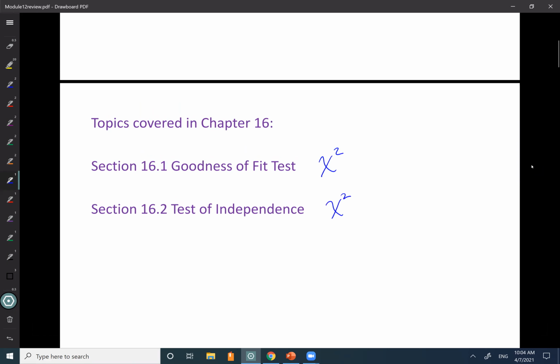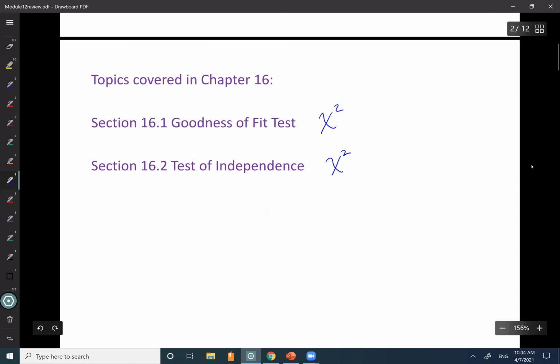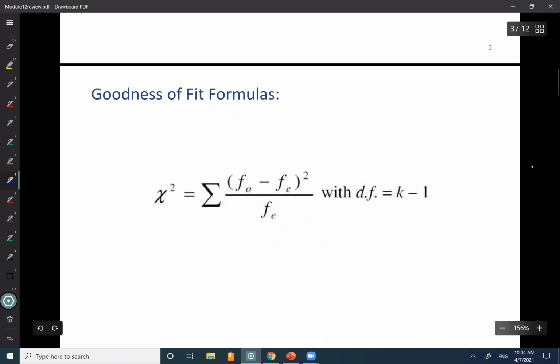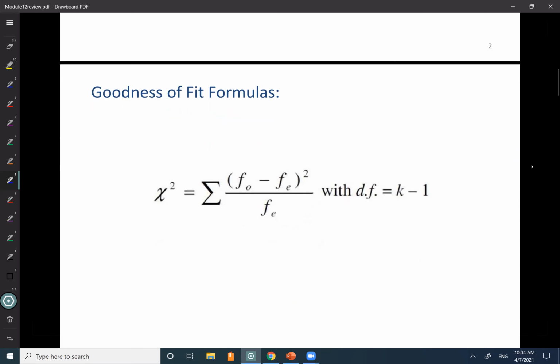So the chi-square tests are a family of tests, and these are two tests that come from that family. They both use chi-square, and we'll look at two examples. For goodness of fit, let's look at the formula first, because we should know what the formula is, and then we'll talk about what goodness of fit means with an example. So there's our chi-square, and it's the sum, the capital sigma.